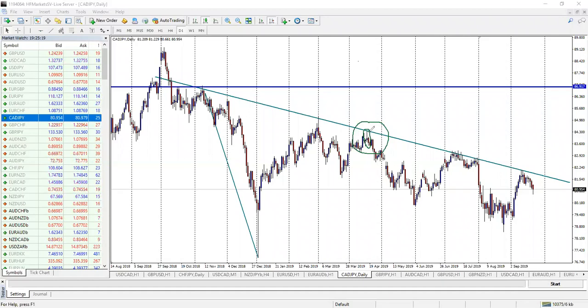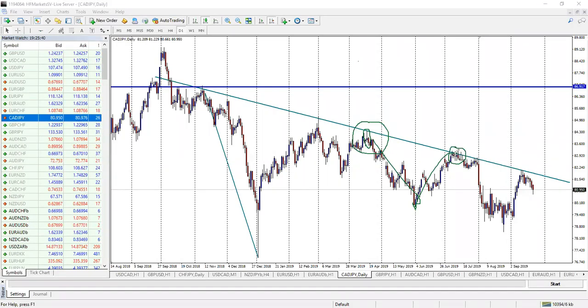So at this point, you can see the pin bar formed just there. Then guess what? The market went down to this point. See, guys, and the market made another pullback at the dynamic resistance. And guess what happened?